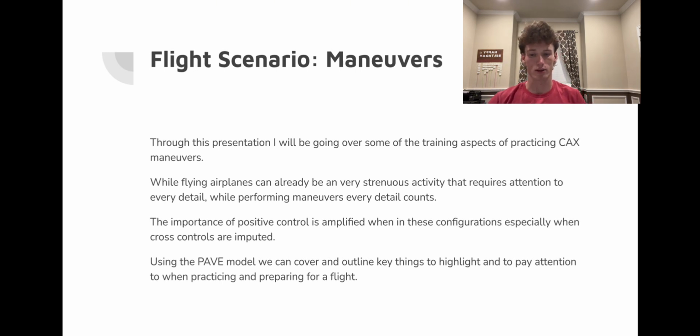The importance of positive control. It's super important to maintain awareness of what you're doing, staying constant whenever you're doing it. And there are some of these maneuvers that we practiced for our private check ride that are now done to a tighter tolerance now that we're going to be commercial pilots. I'm going to use the PAVE model to go over some of the things that we can highlight and pay extra attention to before we even step foot in the airplane, ensuring that we are doing everything we can and need to make sure that we're good to go.